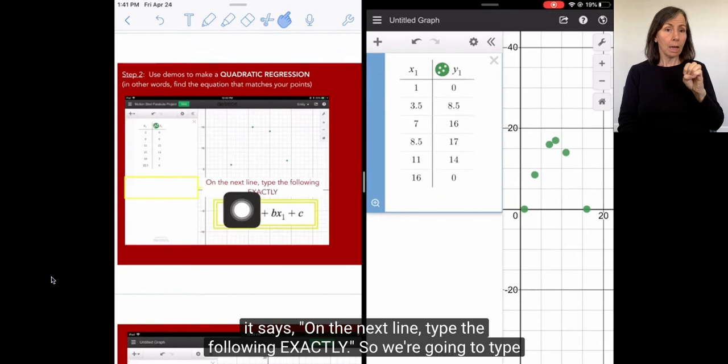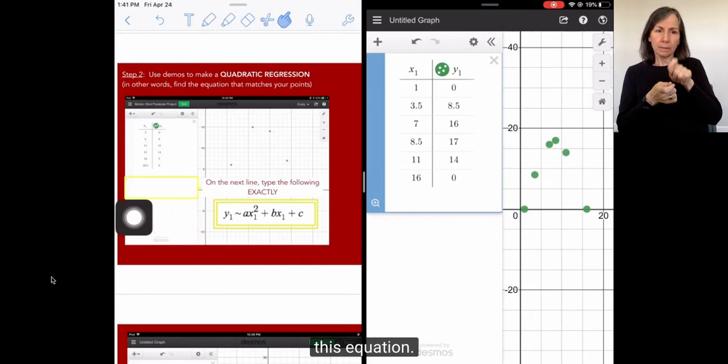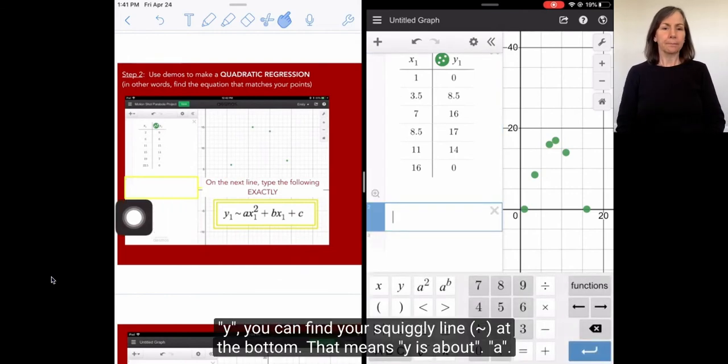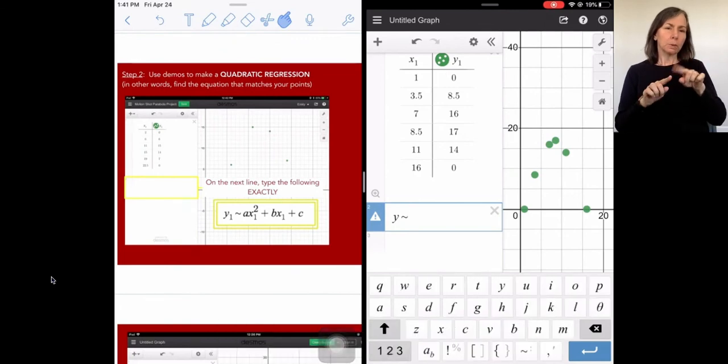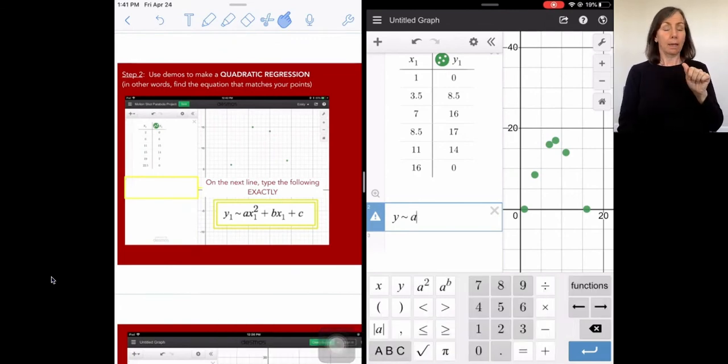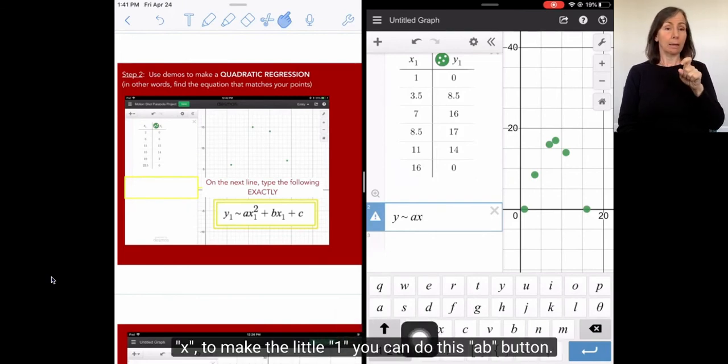So it says, on the next line, type the following exactly. So we're going to type this equation. y, you can find your squiggly line at the bottom. That means y is about a, let's see, x. To make the little 1, you can do this AB button.